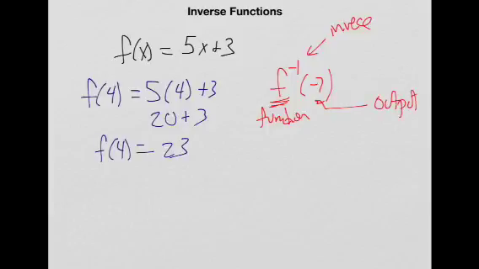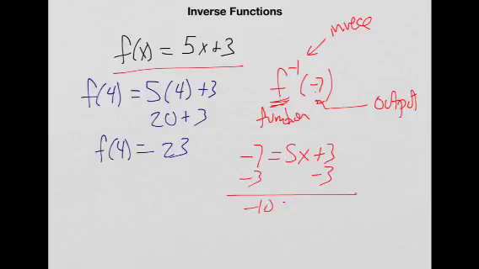So if I'm just doing one value, I could take this and use my function, except plug negative 7 in as the output. Negative 7 equals 5x plus 3, and solve that. X equals negative 2. So f inverse of negative 7 equals negative 2. Or in other words, if I plug negative 2 in for x in my function f, I will get negative 7 as my output.